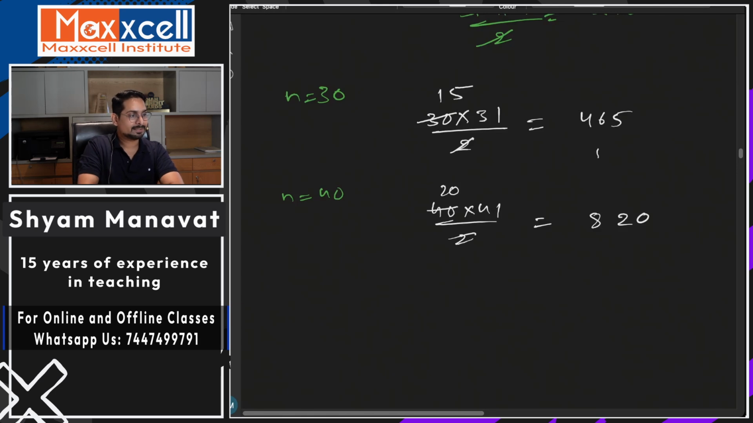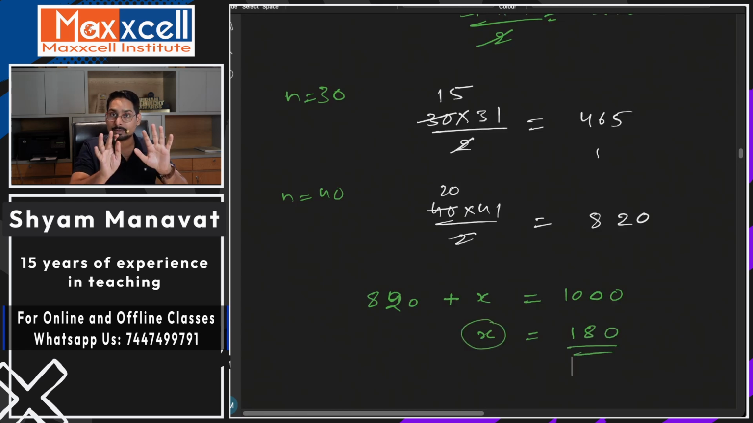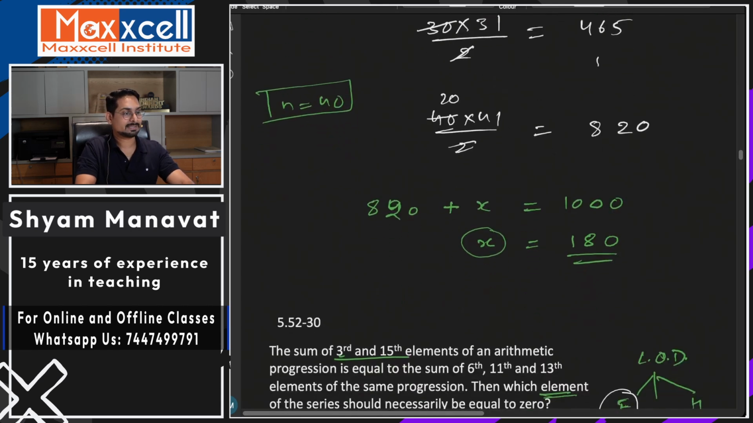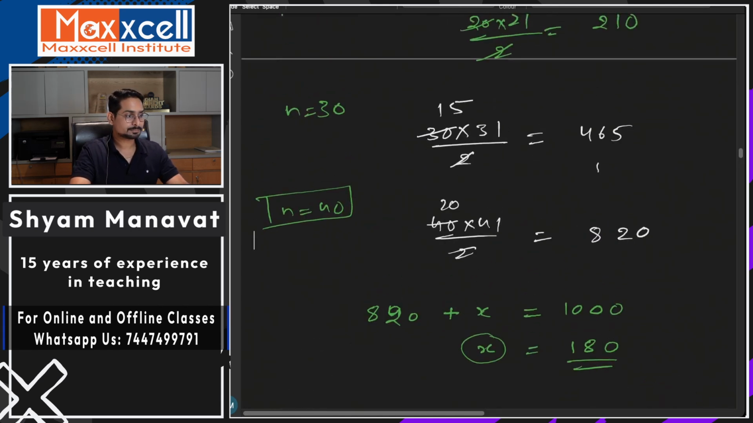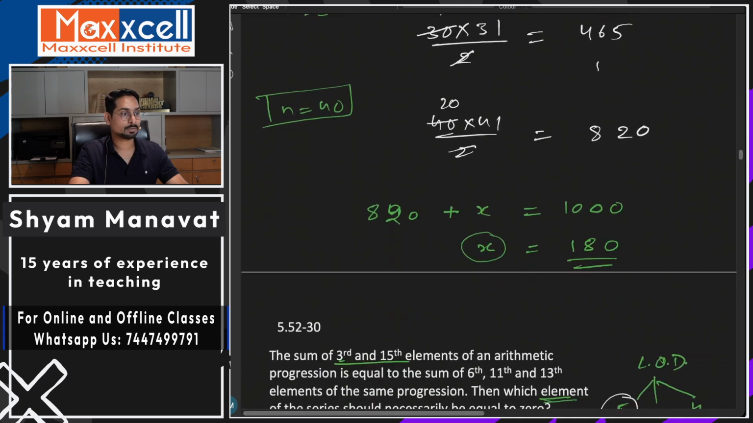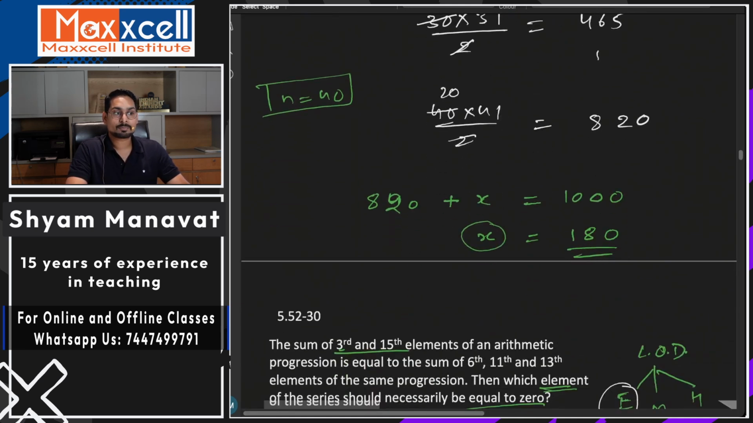Think about it. If I say the sum is 820, and the x, the number which is being repeated, if I say the total is equal to 1000, then x is going to be equal to what? 180. Can x, the number which is being repeated, be 180? No, it cannot be. Think about it. When you're considering n equal to 40, it means you're adding the numbers from 1 to 40. And between 1 to 40, you can't have 180 being repeated.